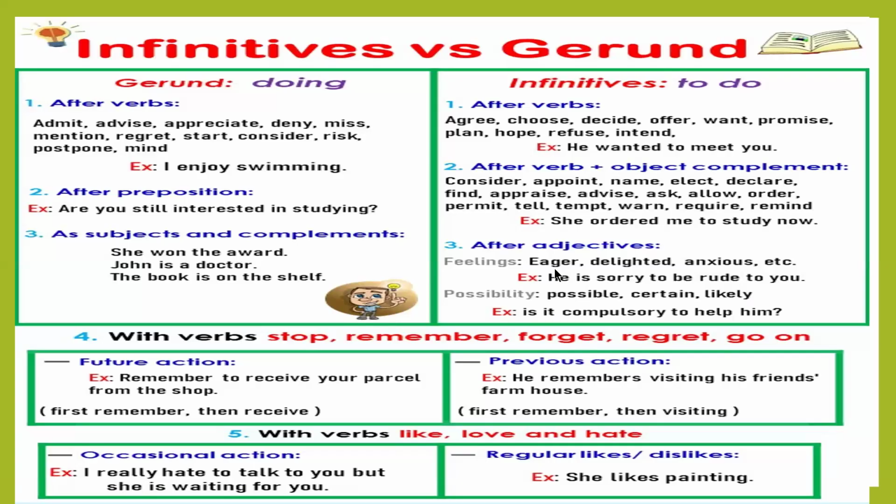There are a few verbs like like, love, and hate. With an infinitive they show occasional action: I really hate to talk to you, but she is waiting for you. Occasional action. For regular likes or dislikes, we use a gerund. She likes painting. She dislikes painting. So these are the verbs like, love, and hate, used with occasional action or regular likes or dislikes.